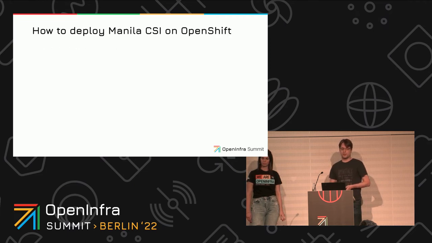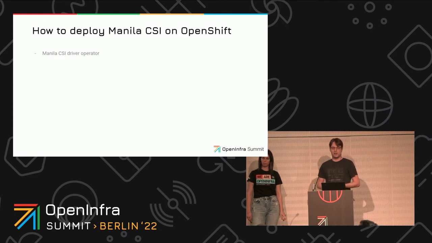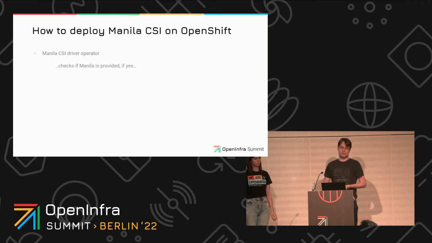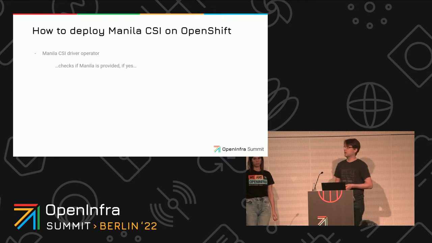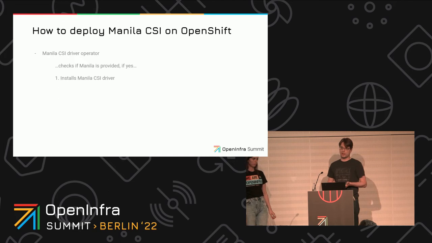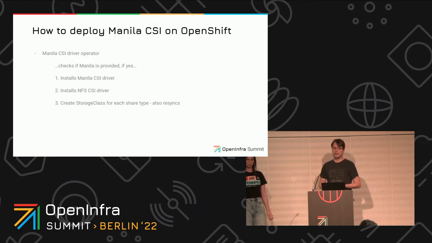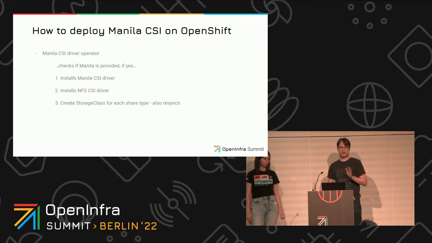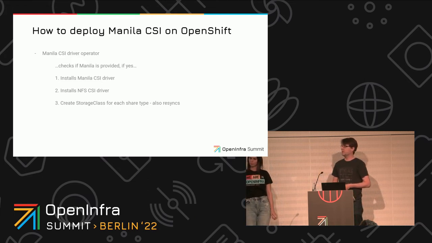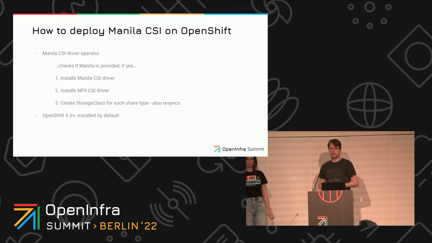Now, if you run Red Hat's downstream version of Kubernetes, OpenShift, there's also a Manila CSI driver operator available. This operator checks if Manila is actually running on the underlying OpenStack deployment. And if so, it installs the Manila CSI driver, the NFS CSI driver, and creates a storage class for each share type. The interesting bit here is that it also resyncs. So when you create a new share type in Manila, it will appear as a new storage class within, I think, 60 seconds. A small note here: it doesn't delete storage classes. So if you delete a Manila share type in the underlying OpenStack deployment, it will still be visible in the Kubernetes or OpenShift deployment. The operator itself is installed by default on OpenShift 4.6 and newer. Before that, you had to install it manually, for example, using the OpenShift marketplace.